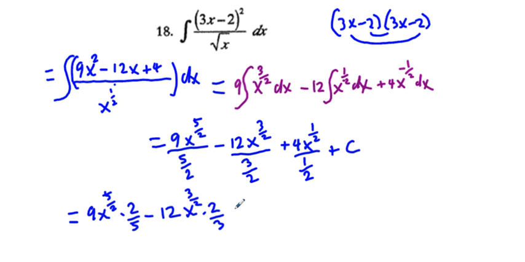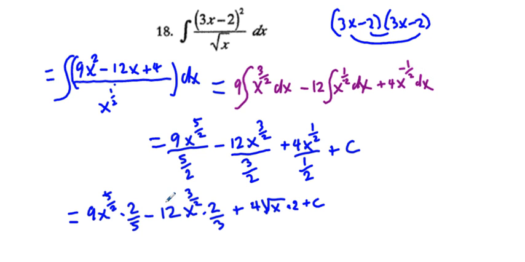and then we have plus 4x to the 1 half, so that's going to be 4. Put that back in radical form, x to the 1 half. And instead of dividing by 1 half, we're going to multiply by 2 over 1, which is the same as multiplying by 2. And that's going to be plus c.